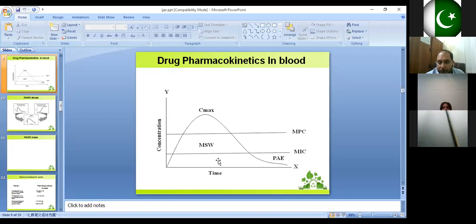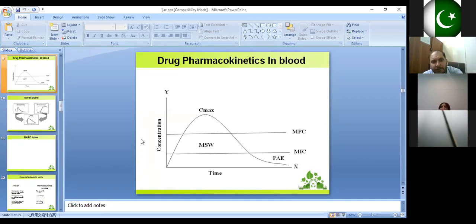Mutant prevention concentration. For resistant bacteria, the drug concentration should be above the MIC for a longer duration. So this is the main point: for such bacteria, they use the drug above the MPC.